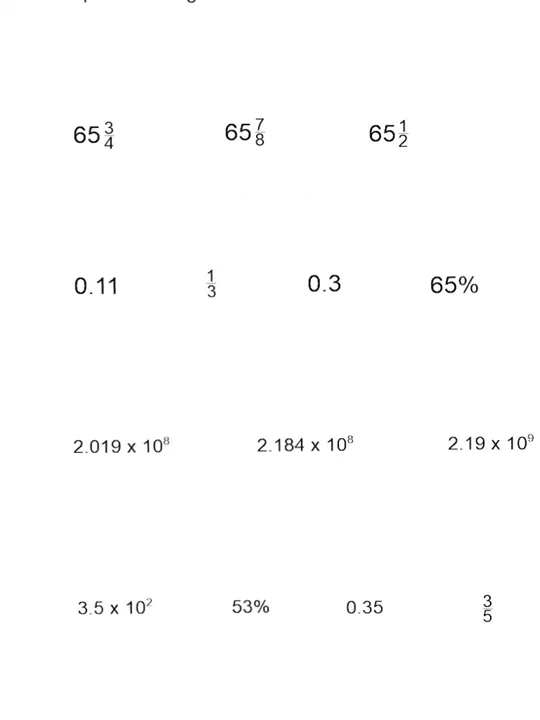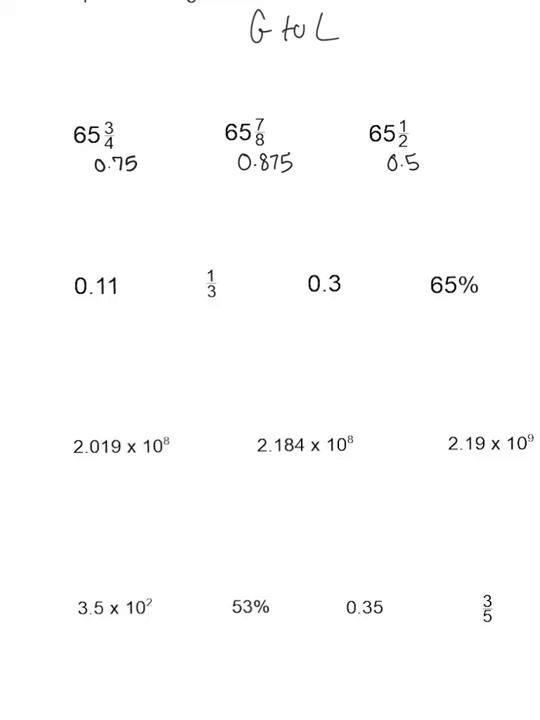Okay, on this slide, I'm going to be going from greatest to least. I'm just going to put G to L up here for some abbreviation. Okay, this first problem, we have 65 3/4, 65 7/8, and 65 1/2. All of our whole numbers are the same, so I'm just going to focus on those fractions. So 3/4 is 75 hundredths. 7/8 is 875 thousandths, and 1/2 is 5/10.